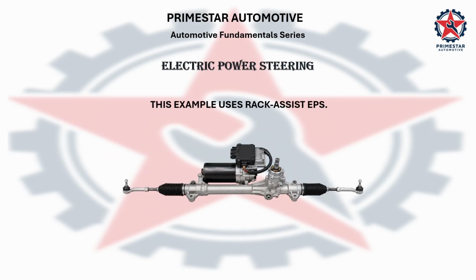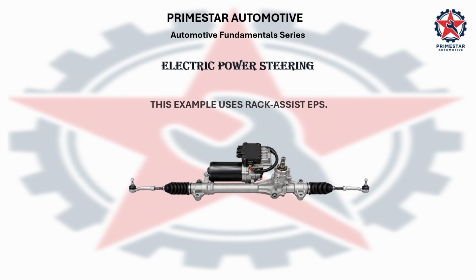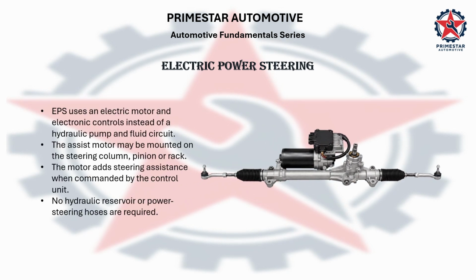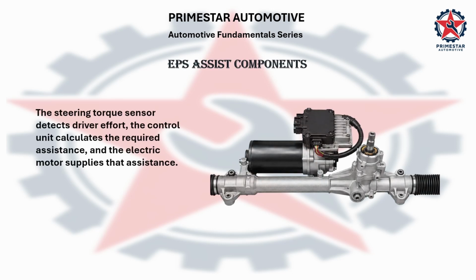This example uses rack-assist electric power steering, with the assist motor mounted directly on the steering rack. Electric power steering uses an electric motor and electric controls instead of a hydraulic pump and fluid circuit. The motor may be mounted on the steering column, pinion, or in a rack. The steering torque sensor detects the driver's effort, the control unit calculates the required assistance, and the electric motor supplies that assistance.